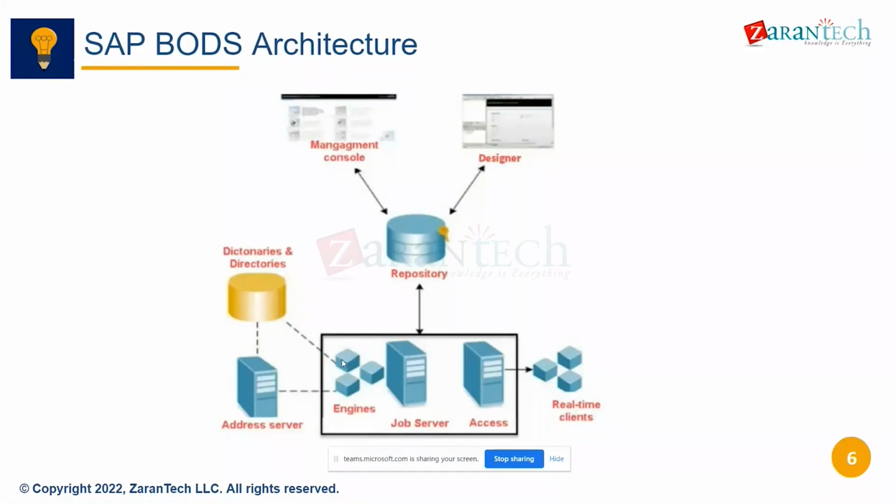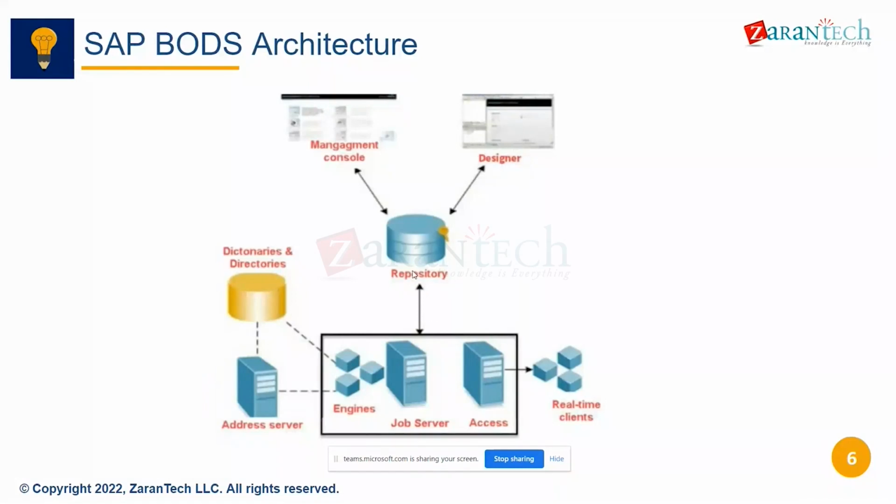This engine will start processing the job and send a signal back through the job server to the repository to execute the job, and we can see the output in the designer. In the output window, we can see the trace log, monitor log, and error log. We will discuss all these logs and their use in our later discussion. So this is how it will work.